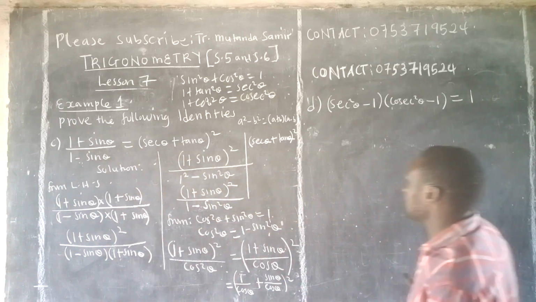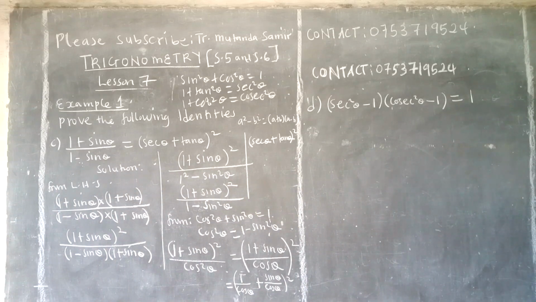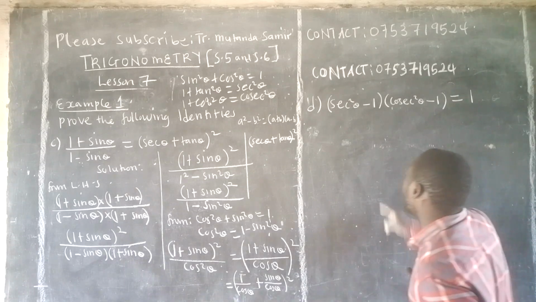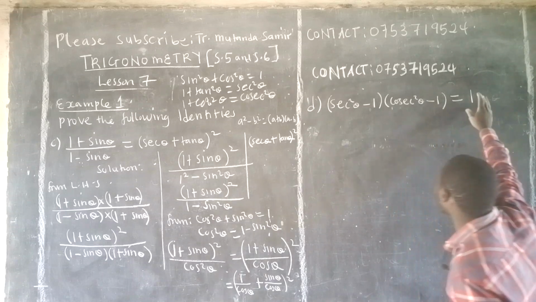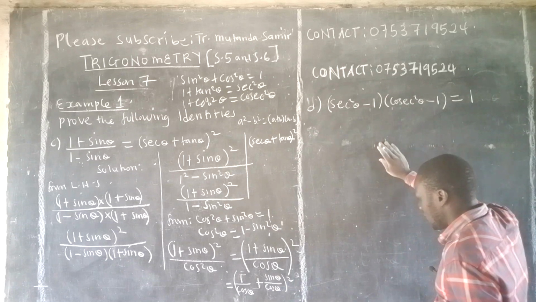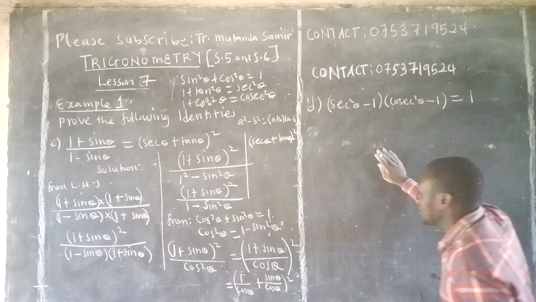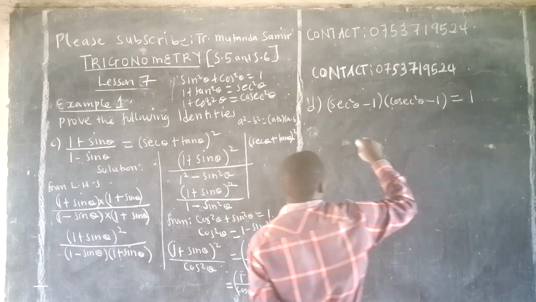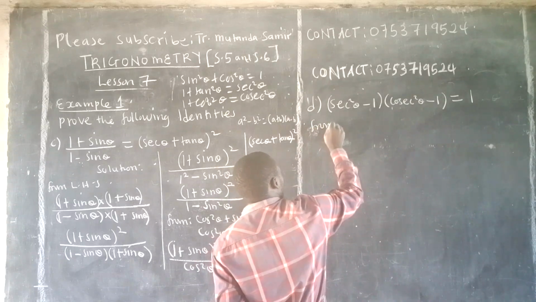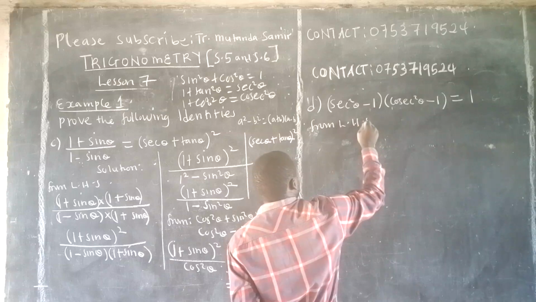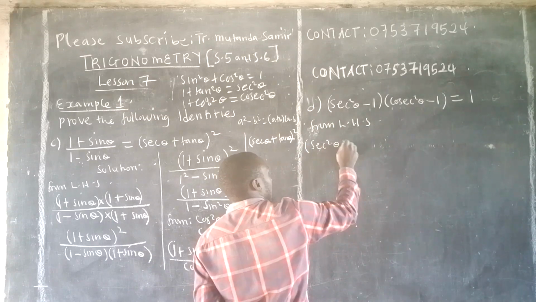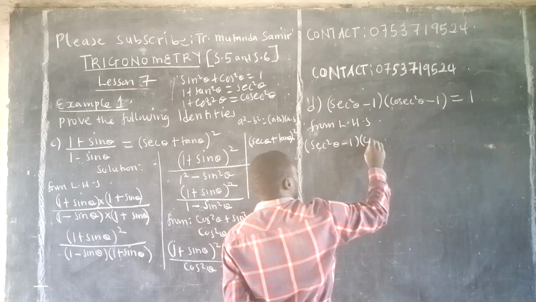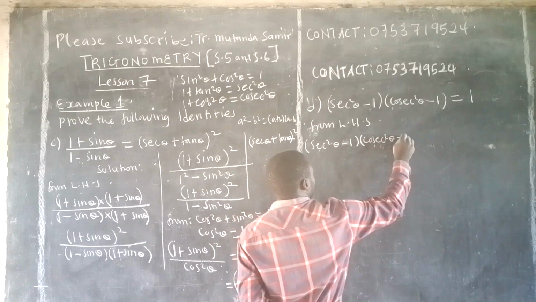Let's come to part D, another proof. Sec squared theta minus 1 times cosec squared theta minus 1 is equal to 1. We want to say, can this give us that 1? Now it looks funny. If you start from this side coming to this side, it may end up being hard. It's better to start from this side. So now we shall say still from the left hand side. We start from this side. So the sec squared theta minus 1, then cosec squared theta minus 1.